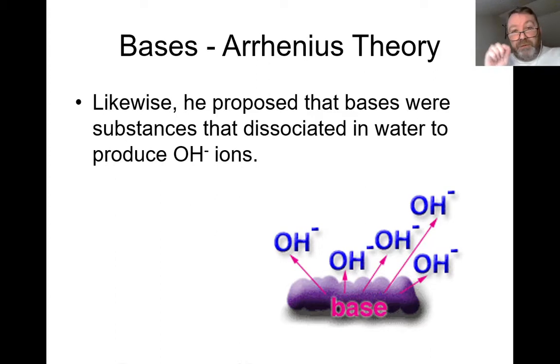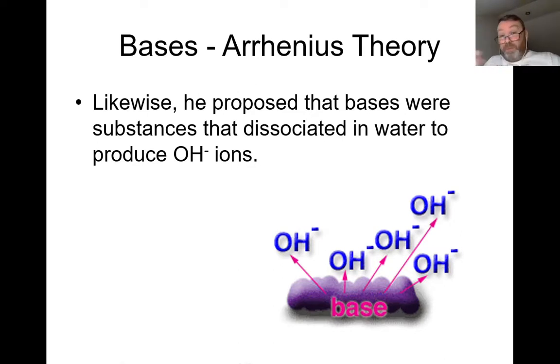But those are the definitions you've got to remember. Arrhenius was the first person to put forward a theory for what is an acid. And here's what he said. An acid is any substance that dissociates in water to produce H+ ions. He also said a base is any substance that dissociates in water to produce OH- ions. So they were the very first two definitions given for an acid and a base.